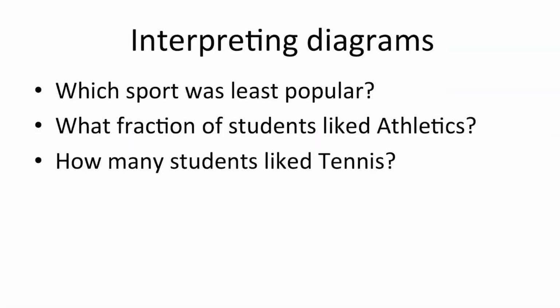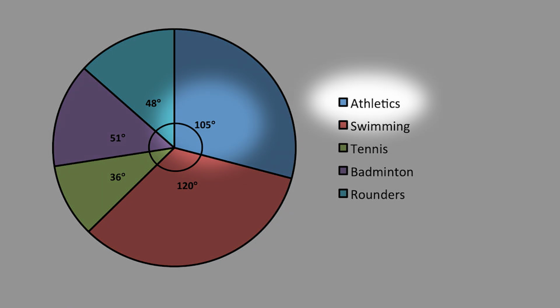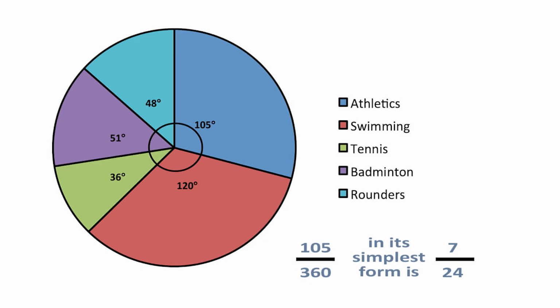It then says, what fraction of students liked athletics? So if we go back to our pie chart, we can see that the students who liked athletics, that was 105 degrees. And that's 105 degrees out of the 360 degrees. So if we were to write that as a fraction, 105 over 360, you can then write that in its simplest form. You'd come up with the answer 7 over 24.